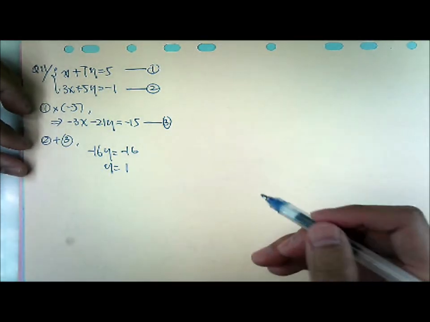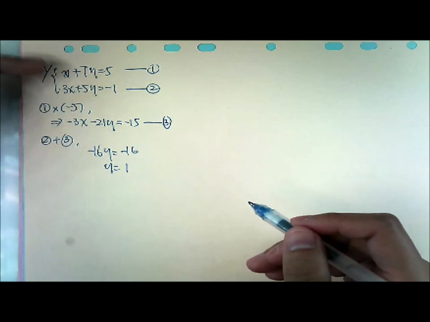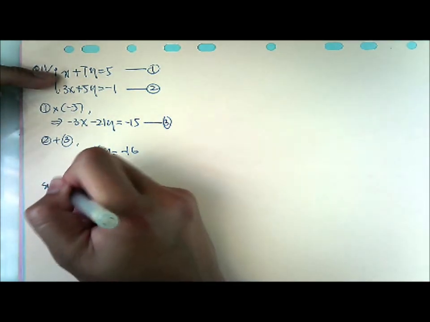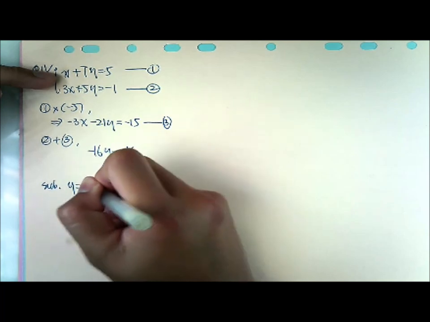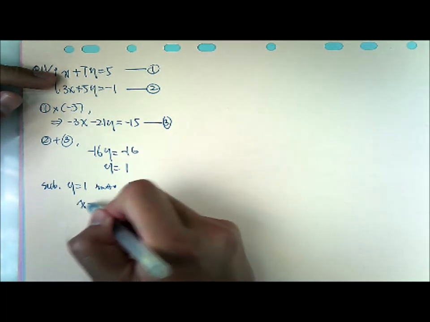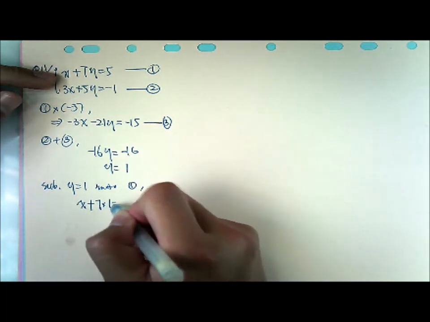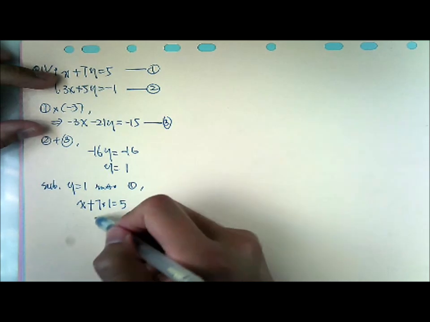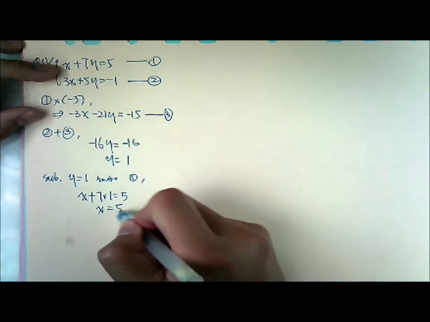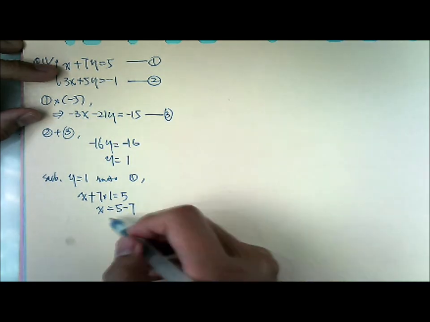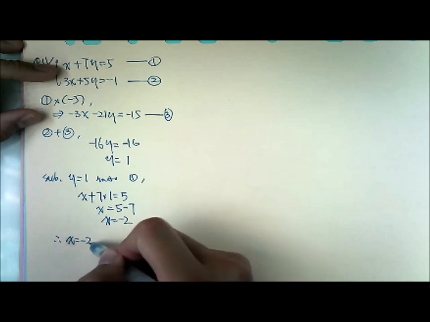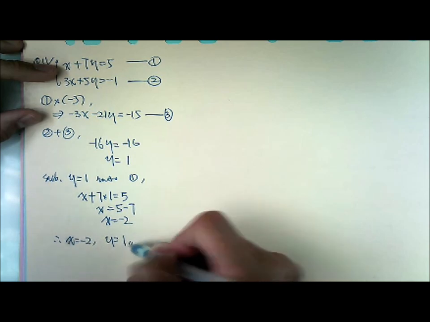Now you have to calculate x. Choose one of the equations. I will choose equation 1. So substitute y equal to 1 into equation 1, understand? So x plus 7 times 1 equal to 5, and 7 times 1 is 7, right? Move to the other side it becomes minus 7, so x equal to minus 2. Make conclusions: x equal to minus 2, y equal to 1, understand?